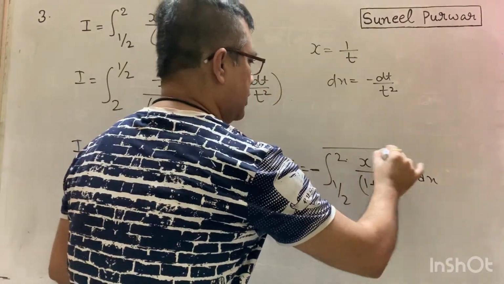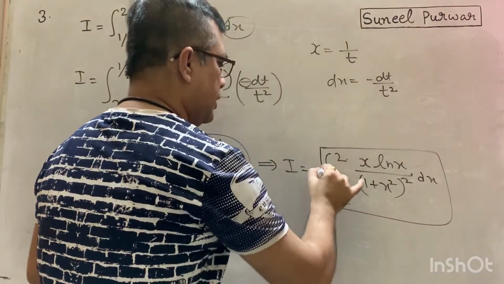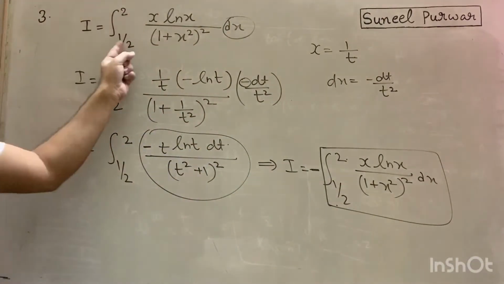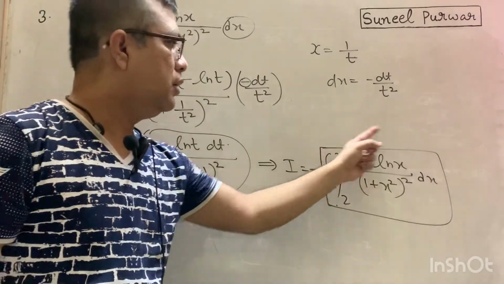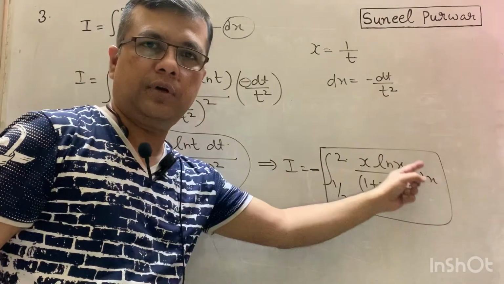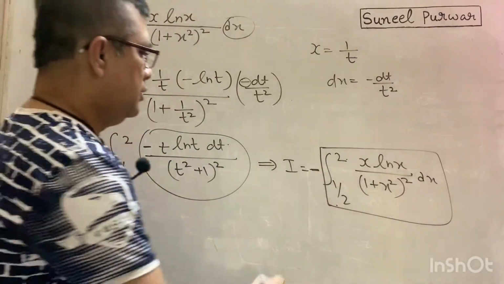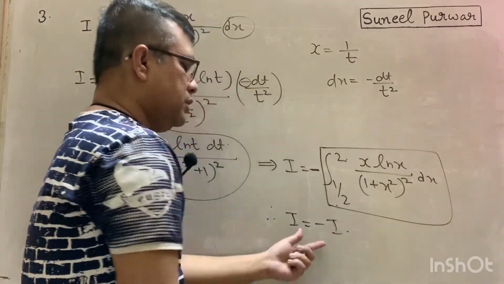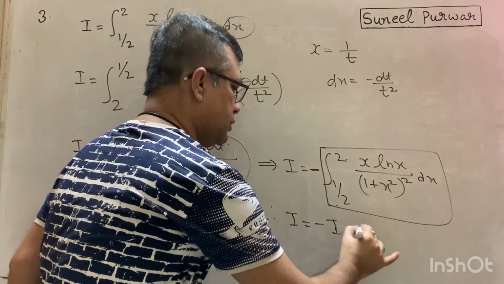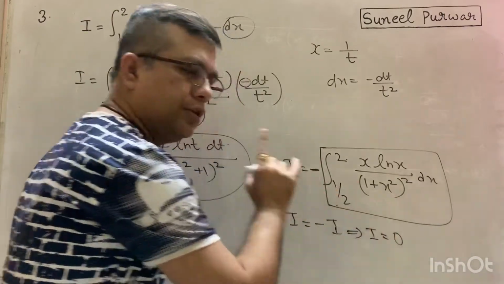But notice this is nothing but the given integral. Is it not same as the given integral? It is, which is I. This value we called I in the beginning. So what you see? I equal to minus of I. So what's the I value? 0. So our answer for I value is 0.